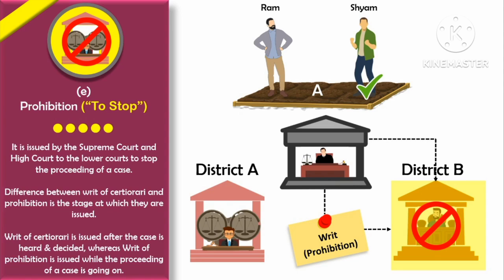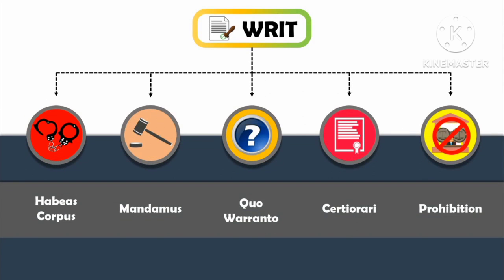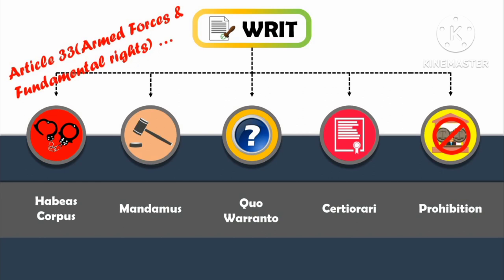So that's all about writs and types of writs. In the next video, we will discuss Article 33, that is, Armed Forces and Fundamental Rights.